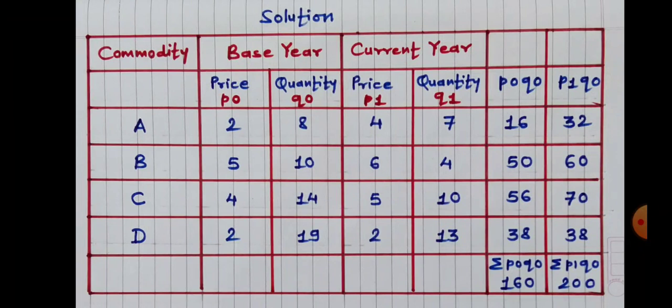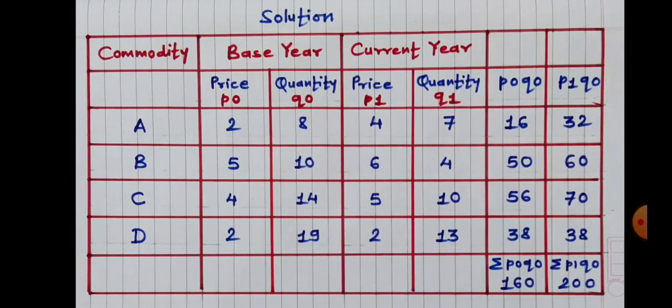After that, we have to find out P1 Q0, that is P1 multiplied by Q0. It means we have to multiply prices in the current year by quantities in the base year. So what is P1 here? 4, and Q0 is here 8. So 4 into 8, how much? 32. 6 into 10, how much? 60. 5 into 14, how much? 70. 2 into 19, it's 38.